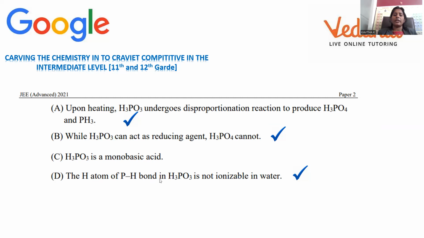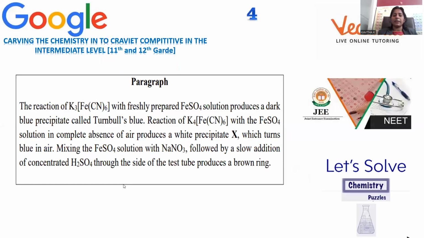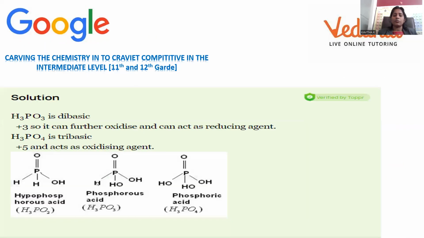The hydrogen atom of the PH bond in H3PO3 is not ionizable in water. Okay. So this is perfectly correct. What they are saying, PH bond. So where can you see the PH bond? Here is the PH bond. Whenever this H3PO3 is added to water, this PH bond can't be ionized.